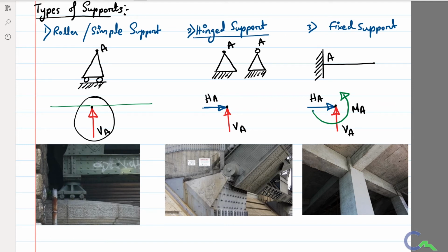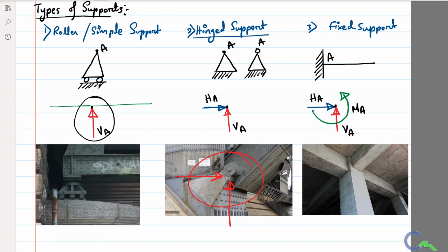Then hinged support, so I can give this example. It is allowed to rotate, that's why no reaction is going to develop there. If I restrict anything, there will be reaction. So it is restricted in horizontal direction as well as in vertical direction, but it is allowed to rotate, so no moment is generated.